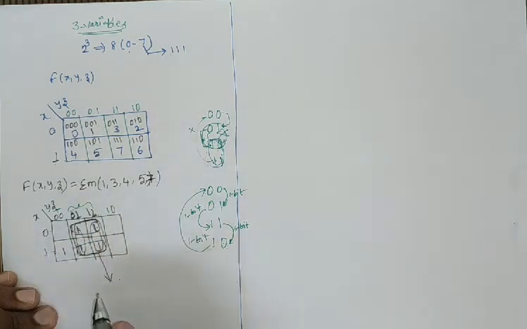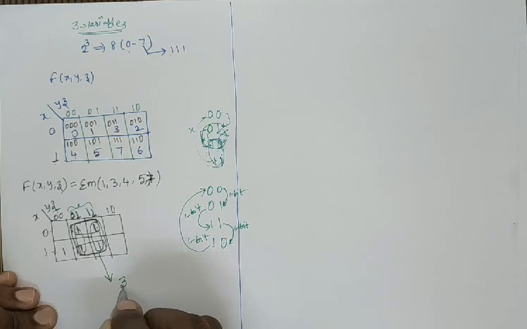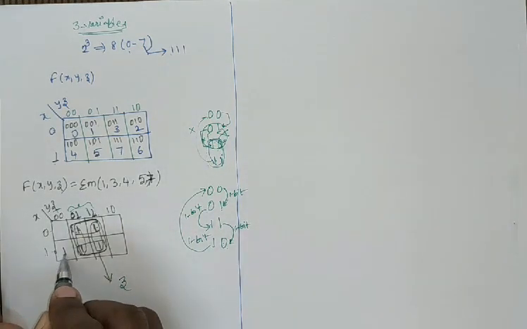According to the SOP specification, 1 is represented without complement. Directly we can write it Z. Understand? Now, these are the remaining terms.